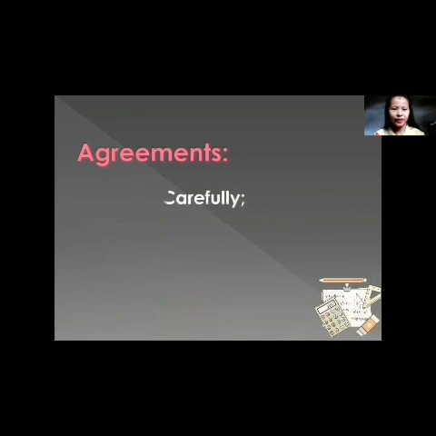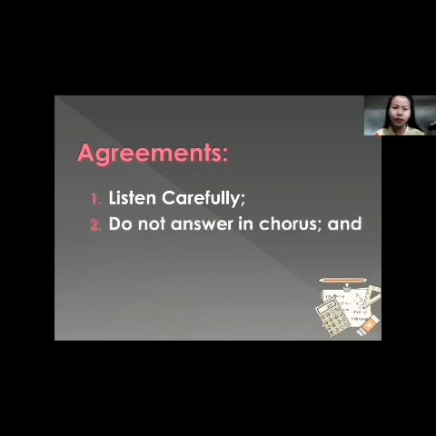Agreements. First, listen carefully. Second, do not answer in chorus. And third, participate well. Class, I hope that this agreement will strictly be observed during our class.